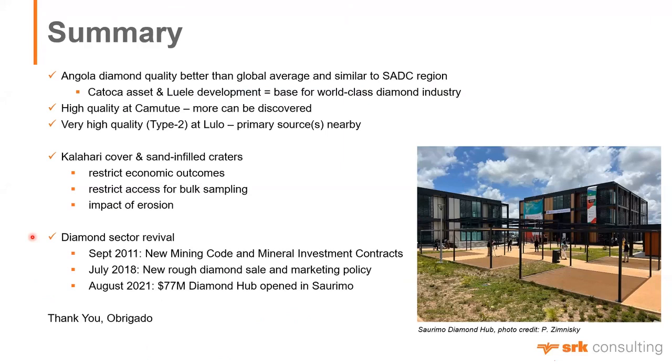I think we've covered the first point nicely. Diamonds from Angola are very similar to what we see in the rest of the SADC region. There's a very high quality at Kumutwe. More of those can be discovered. There's exceptionally high quality at Lulo. We believe the primary sources are nearby. Finding them and constraining them is going to be an interesting exercise. It's something we have to watch.